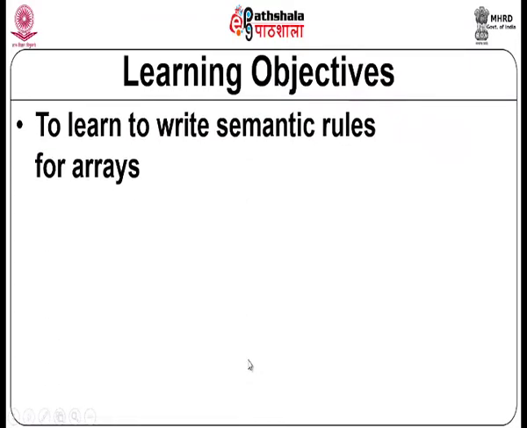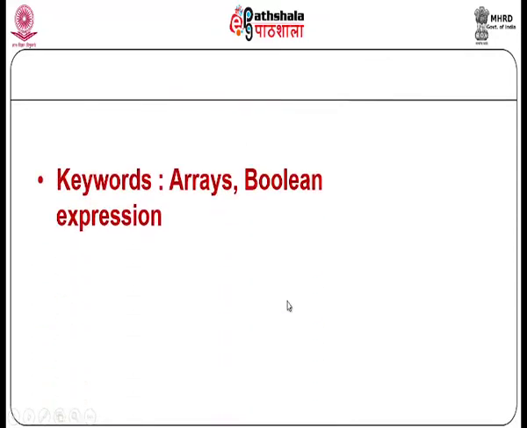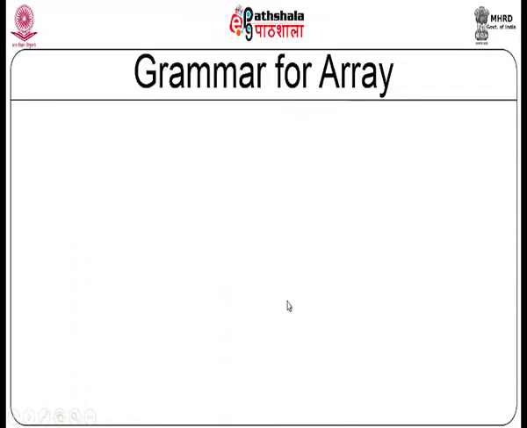The objectives of this module are to learn to write semantic rules for arrays to generate 3-address code, and to learn to write 3-address code for Boolean expressions. So, this is about it.